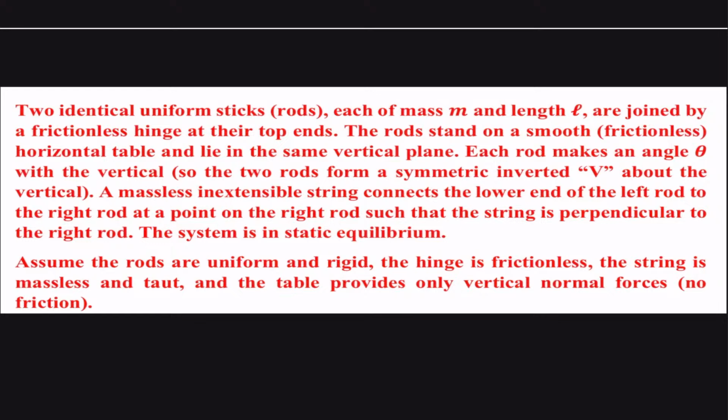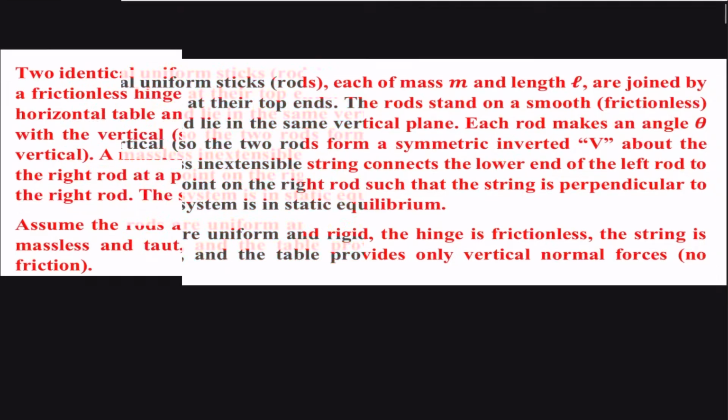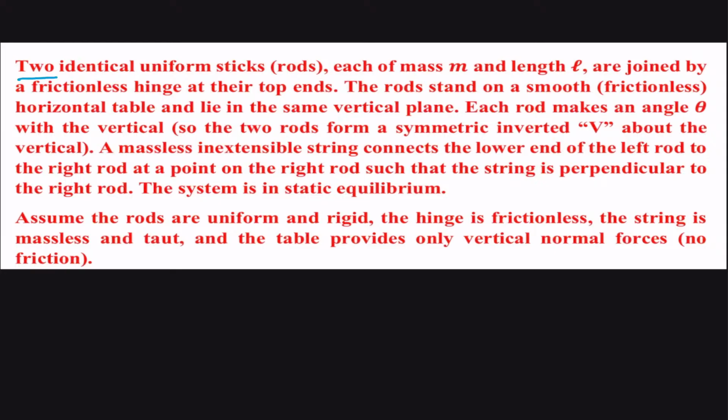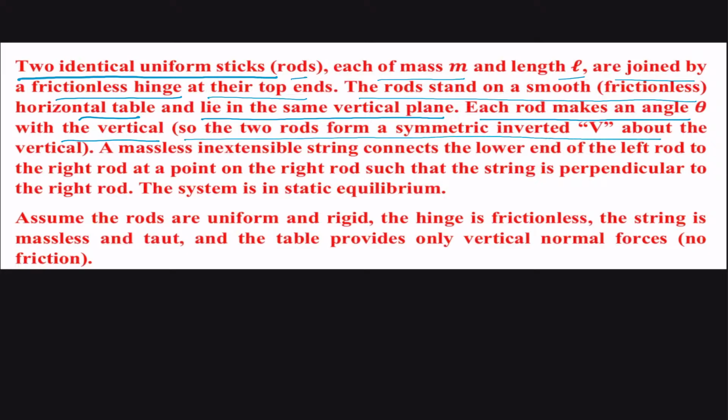So today we are going to discuss 3 questions, and these 3 questions are from the statics. So the first question: 2 identically uniform sticks or rods, each of mass m, length l, are joined by a frictionless hinge at their top ends. The rods stand on a smooth frictionless horizontal table and lie in the same vertical plane. Each rod makes an angle of theta with the vertical. So the 2 rods form a symmetric inverted V about the vertical.